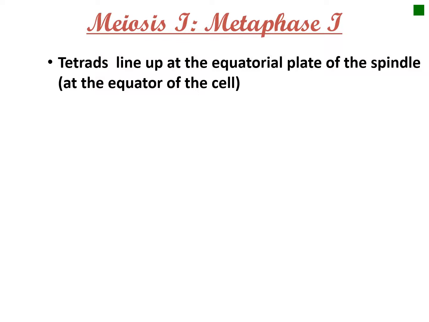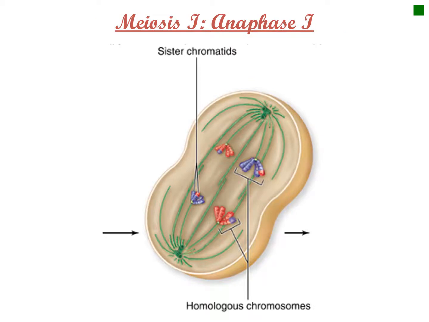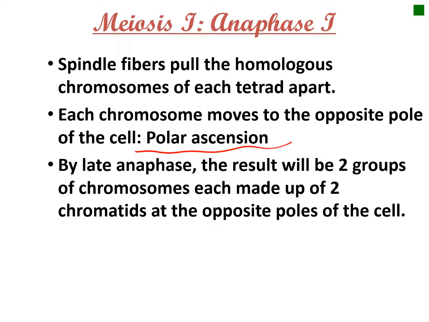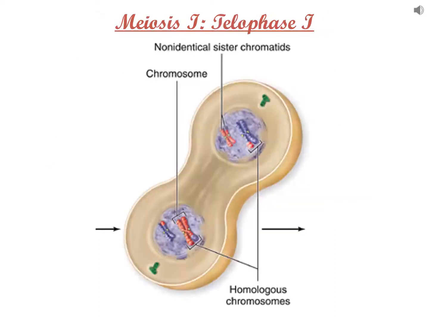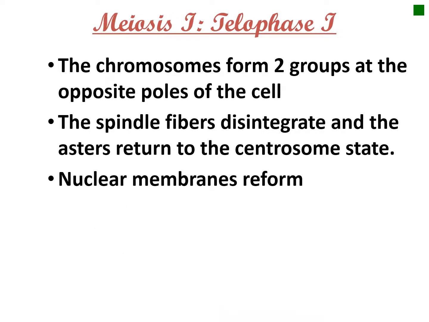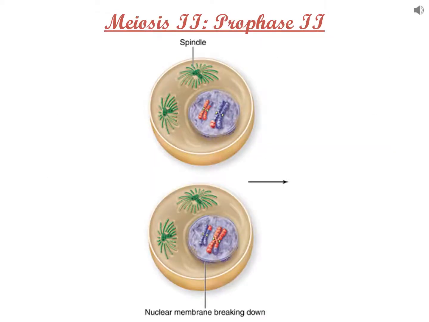Second, we have meiosis I, metaphase I. Chromosomes align at the middle of the cell, forming what's known as the equatorial plate. And anaphase I, the chromosomes will be in two groups, each made of two chromatids at the opposite pole of the cell. Polar ascension, the key word here. And telophase I and cytokinesis, the cell is going to constrict into two, the spindle fibers disintegrate and the asters return to the centrosome state.